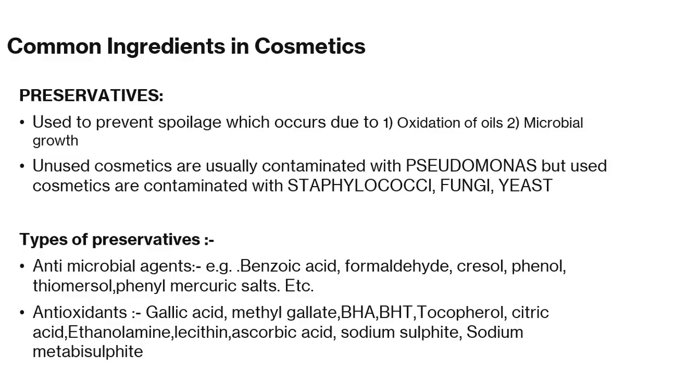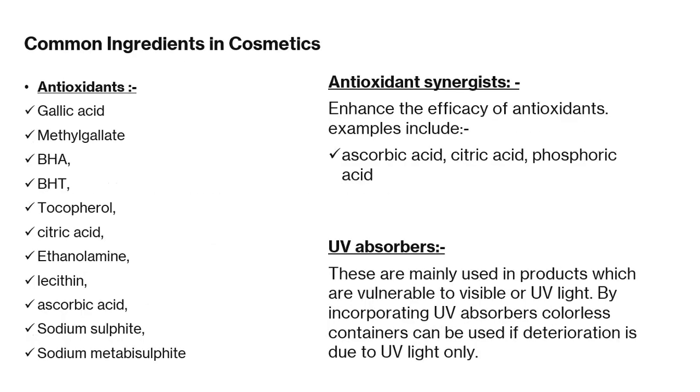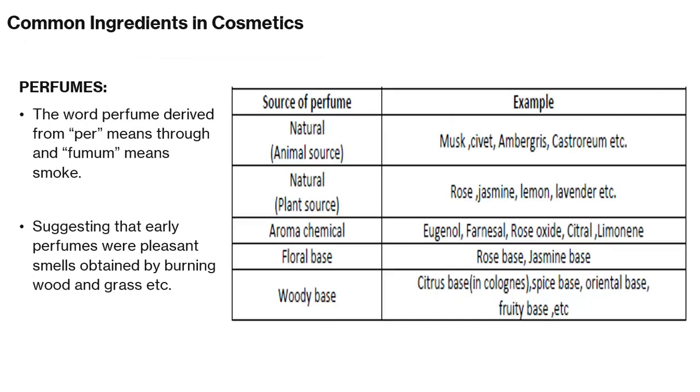Antioxidants: gallic acid, methyl gallate, BHA, BHT, tocopherol, citric acid, ethanolamine, lecithin, ascorbic acid, sodium sulfite, and sodium metabisulfite are antioxidants. Here is the list. What does an antioxidant do? It enhances the efficacy of the product, right? It prevents the product from being destroyed through its antioxidant effect. And also you have those UV absorbers which are used in your products.